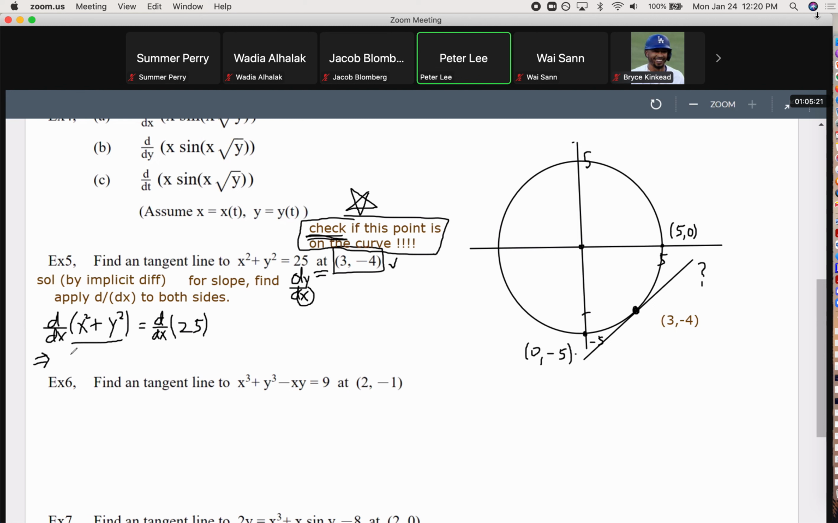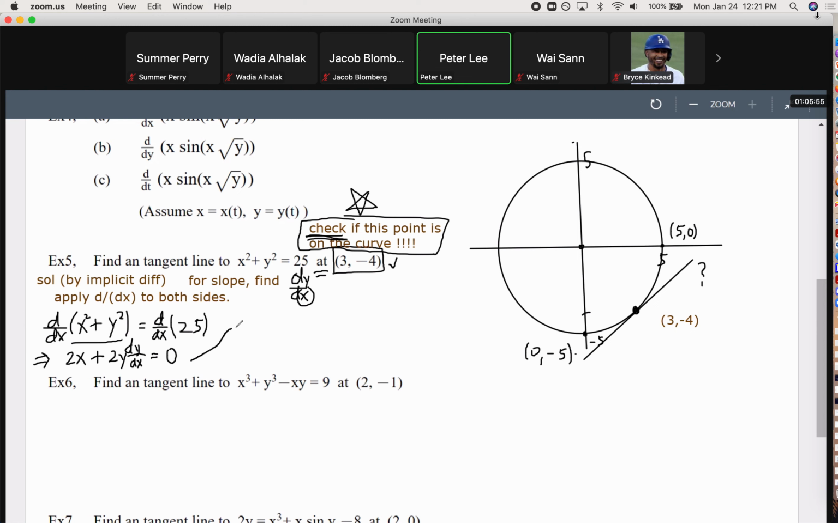The derivative of x squared with respect to x will be 2x. And now, what is the derivative of y squared with respect to x? You take the derivative of that with respect to y, so that will be 2y, and then we now have dy dx. This is 2x plus 2y times dy dx, and that is equal to, what is the derivative of 25 with respect to x? That will be 0. 25 is a constant function, therefore we get 0 here.